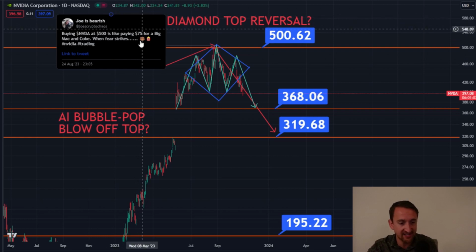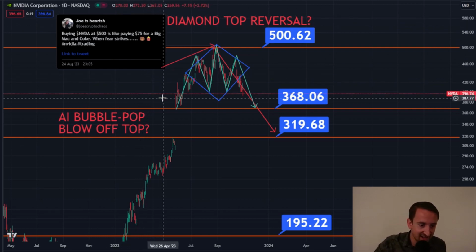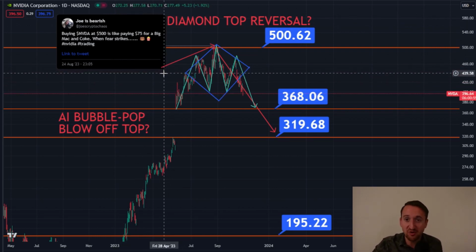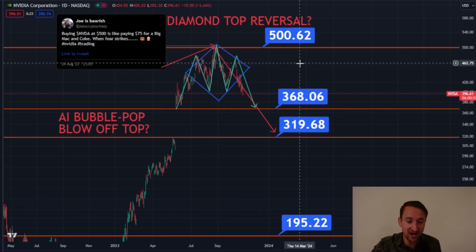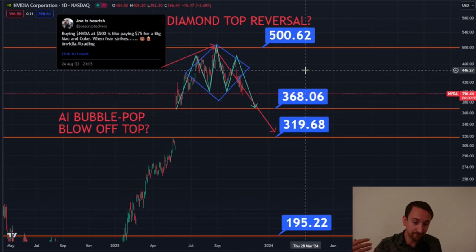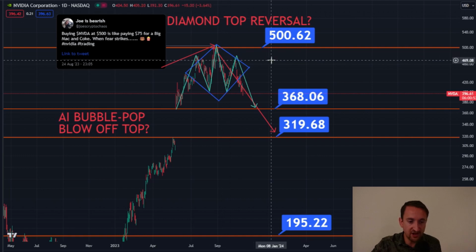Okay, told you on X, buying Nvidia at $500 is crazy, crazy overbought in my opinion. That's like paying $75 for a Big Mac and Coke. That was no joke. Well, it was a joke, but that was me being serious to just try and explain how overbought this stock was in my opinion.